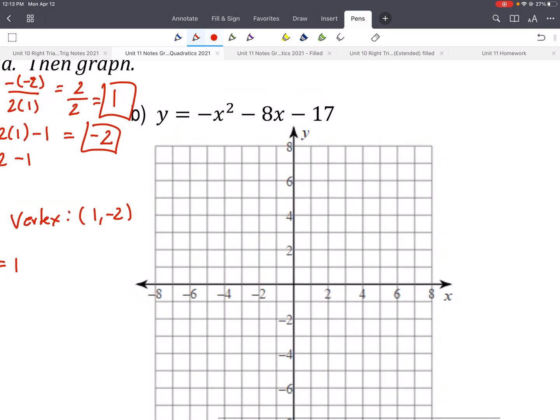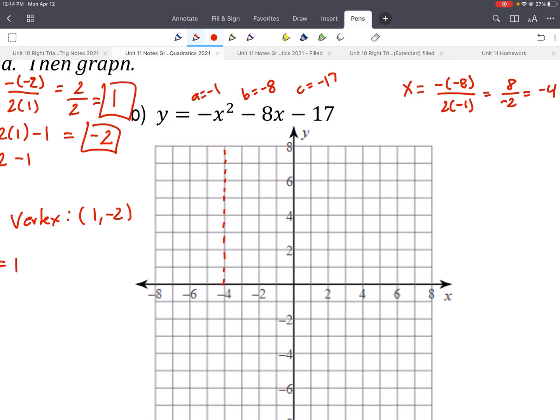All right, again, we'll label our sides here. We have A is -1, B is -8, and C is -17. We'll find our x, which is -b, so that's -(-8), so double negative, and then we'll have 2 times -1. So we get 8 over -2, or -4. So our axis of symmetry is right here. And then we'll need to find our y. So we plug that -4 into our equation.